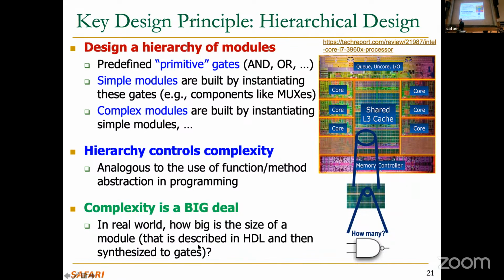And as we said, there are many different metrics today. It's not just how big your hardware is, it's also how much power it consumes, how much energy it consumes, how slow or fast it is, what the latency is. So basically, once you describe hardware, you need to go down to the next level to actually build it.